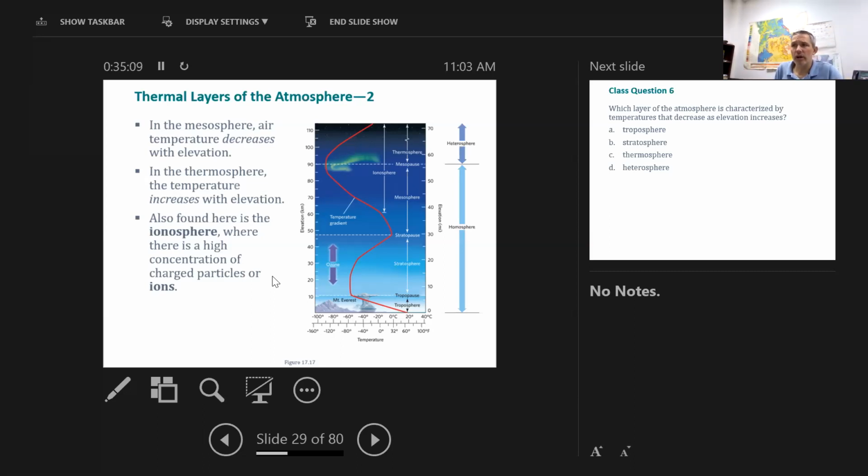And so we have this layer called the mesosphere, meso meaning little or middle sphere, where you have a decrease in temperature with elevation. And then when we get out into the thermosphere, it has an increase in temperature with elevation.